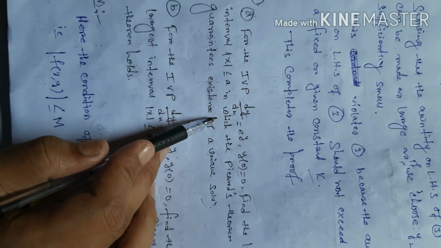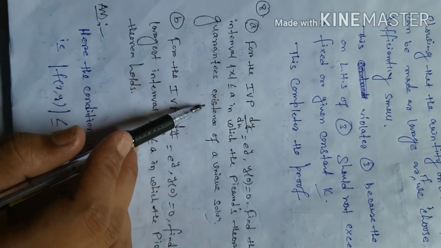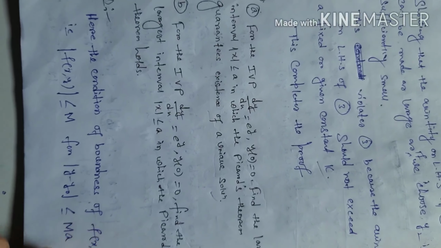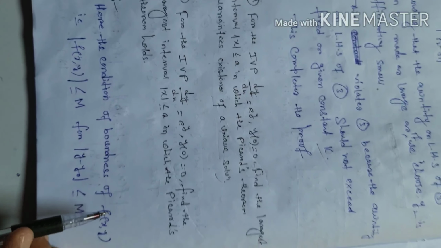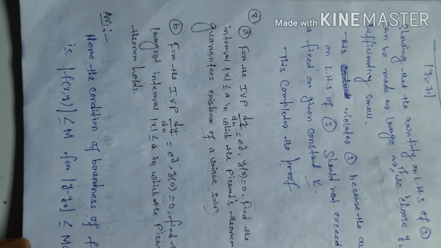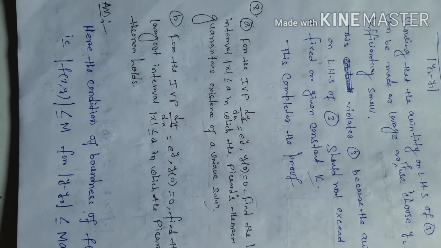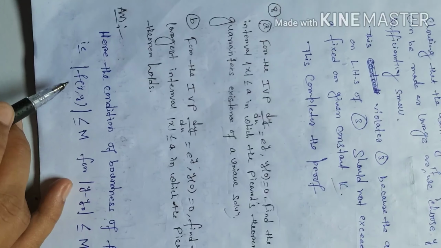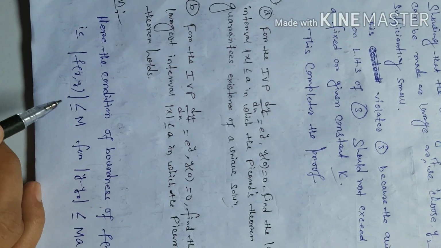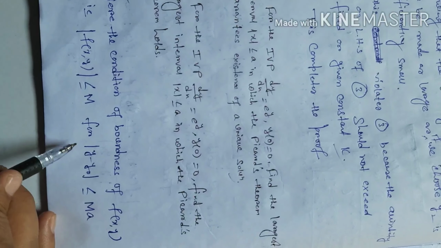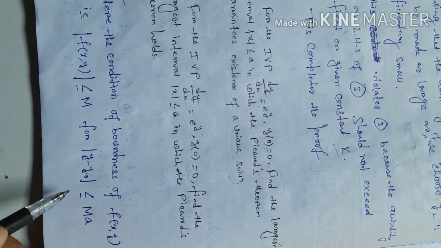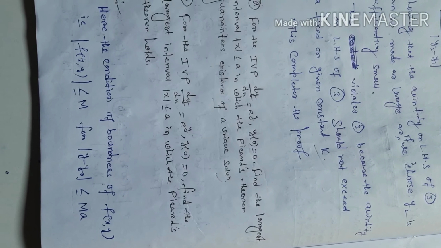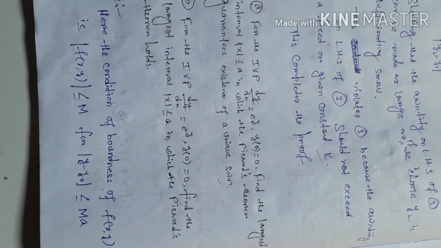First problem, in which Picard's theorem guarantees the existence of a unique solution, and second problem, in which Picard's theorem holds. Okay. Here the condition of boundedness of f(x, y), that is |f(x, y)| ≤ M for |y − y0| ≤ M·a. This is the boundary condition, the condition of boundedness of f(x, y).